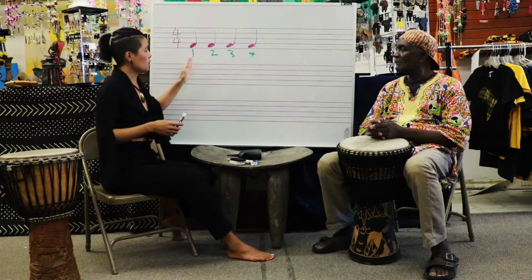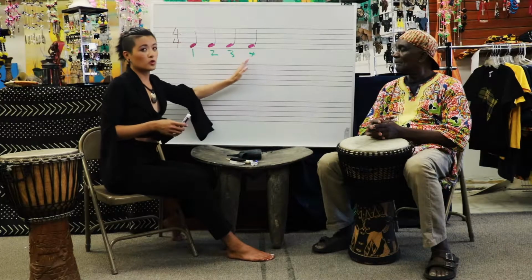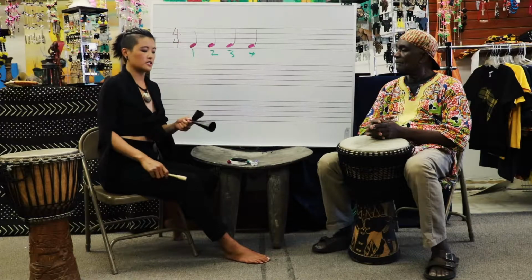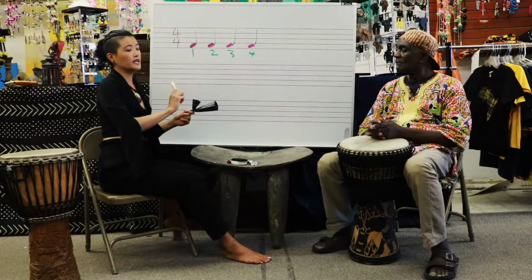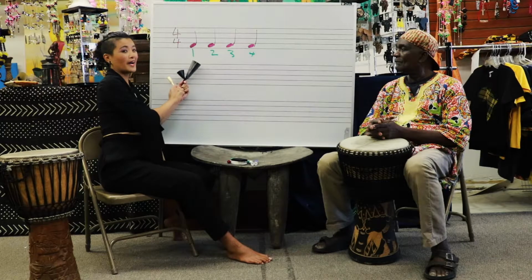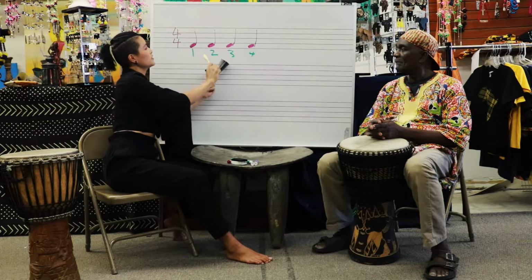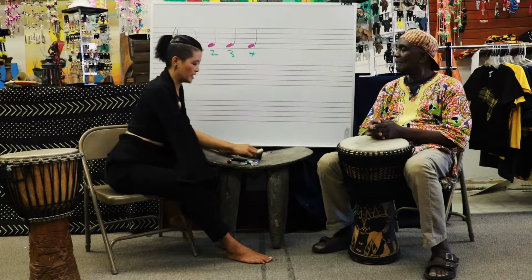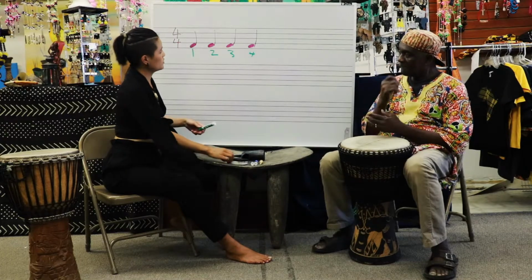So this is 4 beats, 4 quarter notes, and that's what you've been hearing me play on the agogos. So you're listening to it like this. 1, 2, 3, 4. So I'm going to go by 1, 2, 3, 4. And then of course you repeat that over and over again.